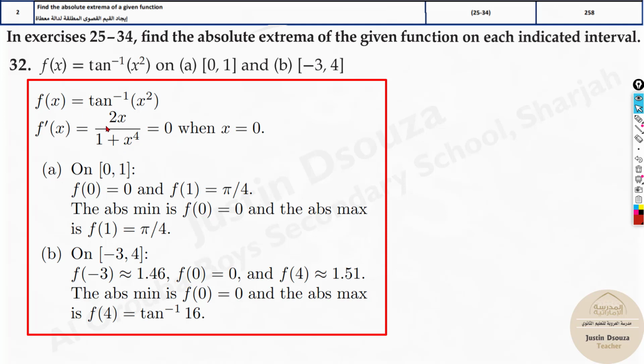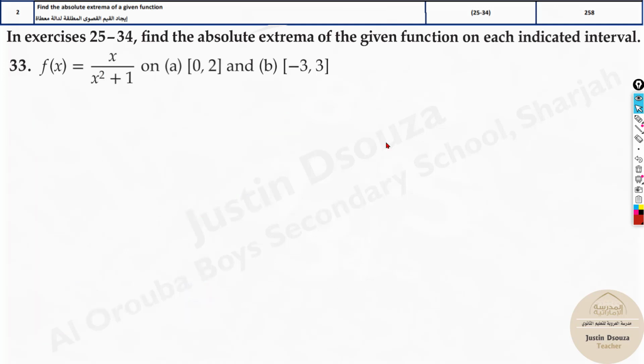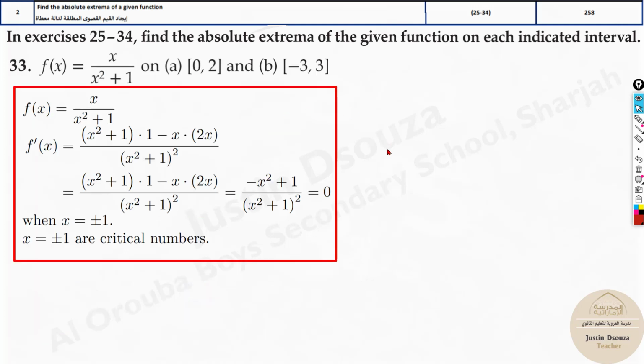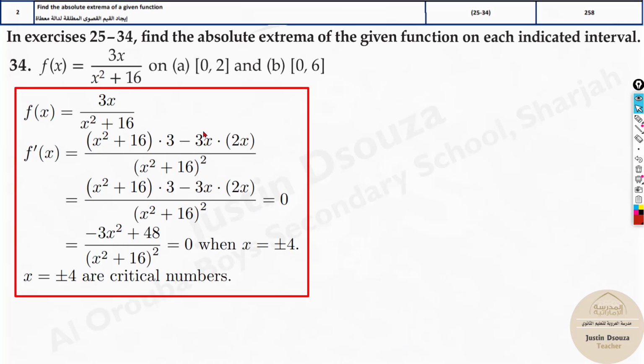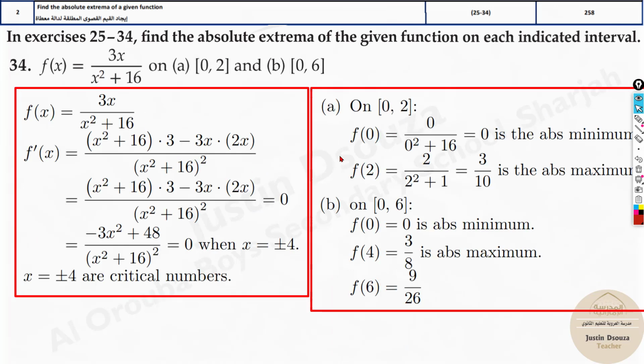Or here it is very simple. If you take this to the other side, everything becomes 0. 2x is equal to 0. x is 0. So this is simple, but otherwise you can just put this in the calculator. If your calculator is not giving you the correct answer, please clear it out and then try solving it. Here also it's again straightforward problems, just that you have to use quotient rule, and here as well quotient rule, and then solve it out.